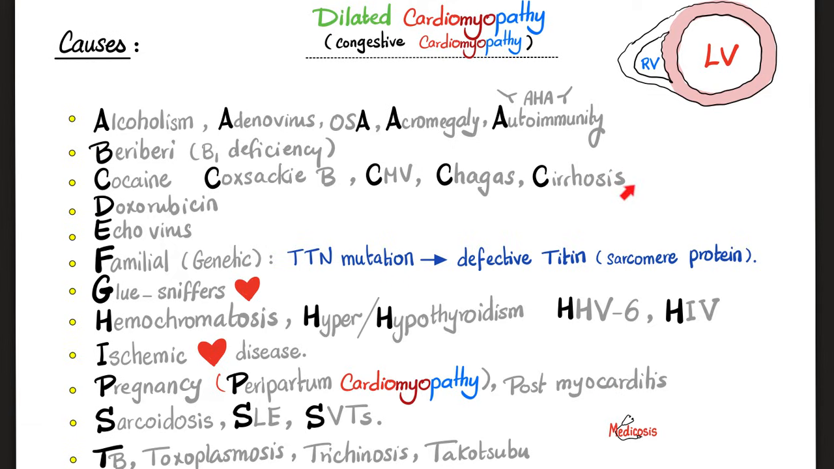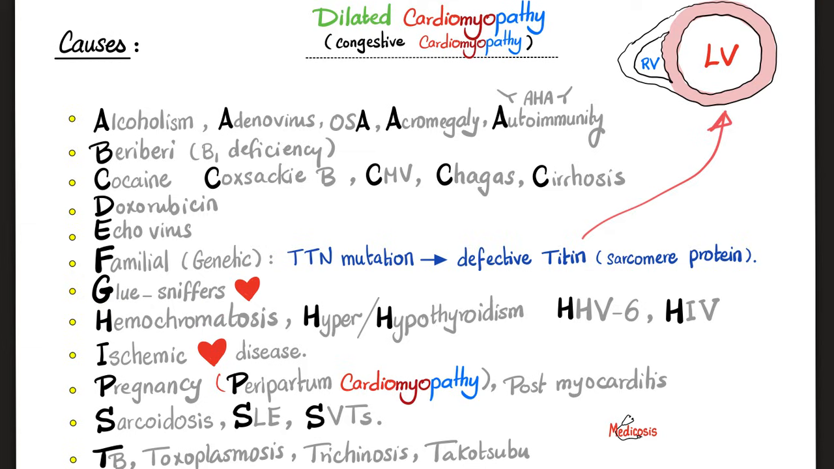Another C, cirrhosis. Then the D, doxorubicin, also known as adriamycin. Echovirus, familial or genetic causes such as TTN mutation, which literally stands for titin protein. The gene codes for the protein. If the gene is mutated, the protein is defective. If I have defective titin, which should keep my sarcomeres tight, I get the opposite of tight. I get dilated. See, medicine makes so much sense once you understand what you're talking about. If you want to learn more about titin, please refer to my muscle physiology playlist.